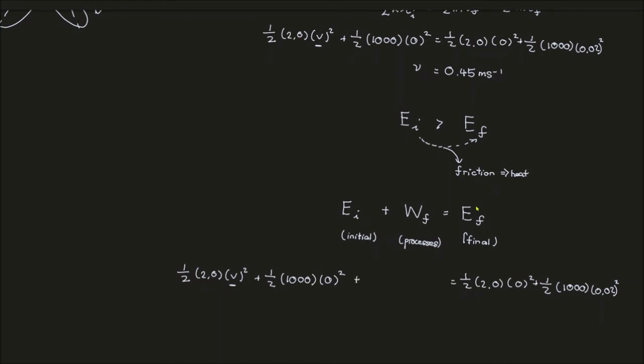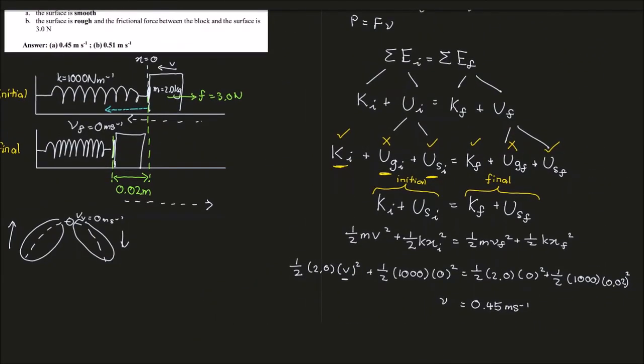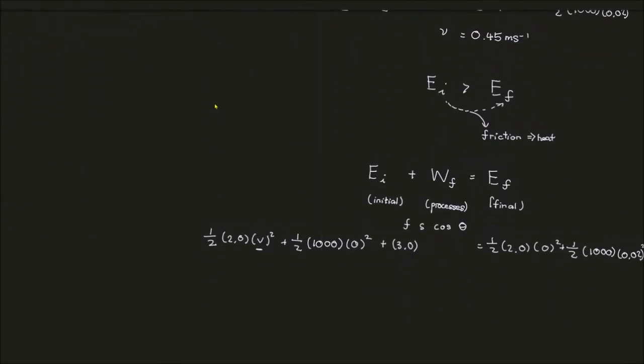So work done by friction should be Fs cos theta. Okay, I am skipping some steps here. So what is F? Your F is 3 Newton. Where do you get 3 Newton? It's from the question. Then S, what's the distance? The distance is the amount of compression that you get, 0.02.